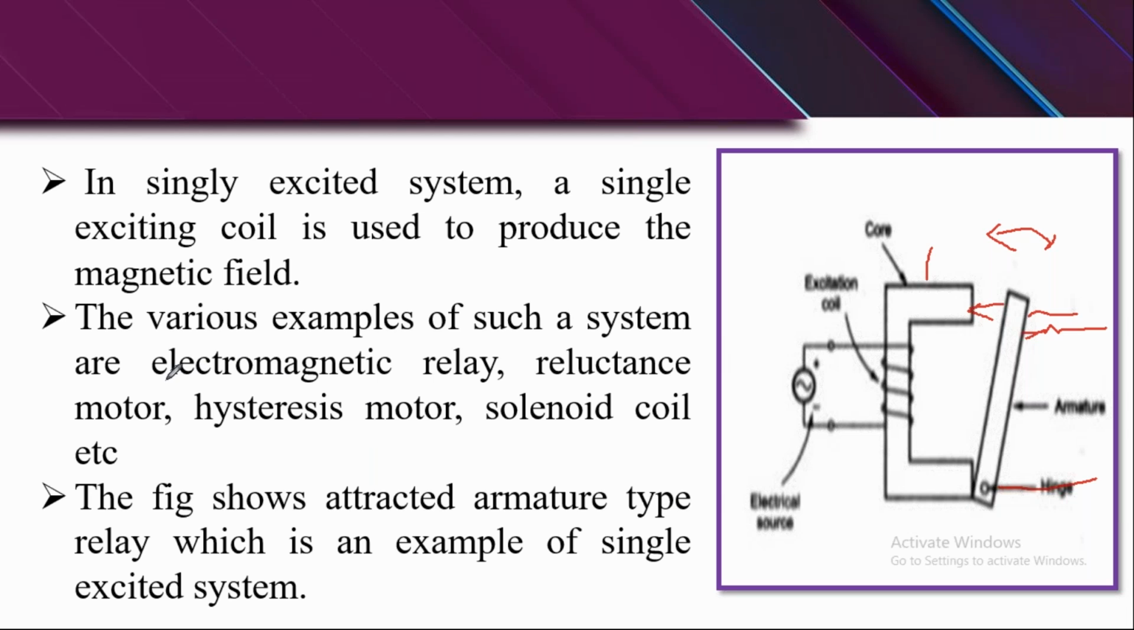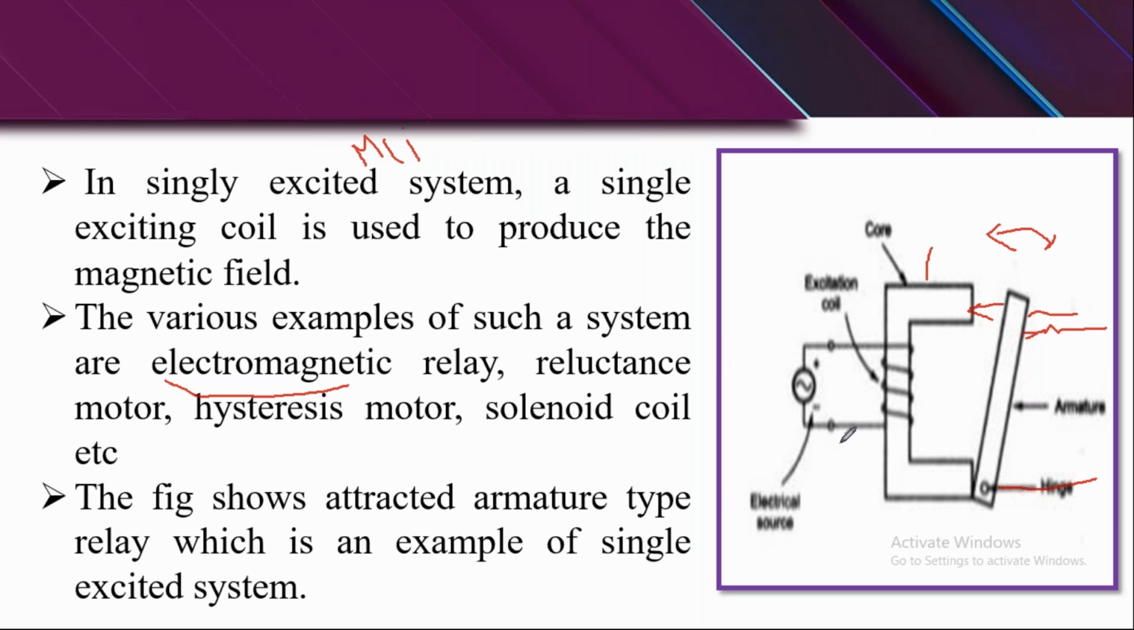The first one is the electromagnetic relay, and what we use in our home appliances is the MCB, miniature circuit breaker, right? And the next ones are the reluctance motor, hysteresis motor, and solenoid coil. The hysteresis motor we can use in small printing machines. And the reluctance motor we can use where names are indented on the metals, like on coins, right? So there we can use the reluctance motor.